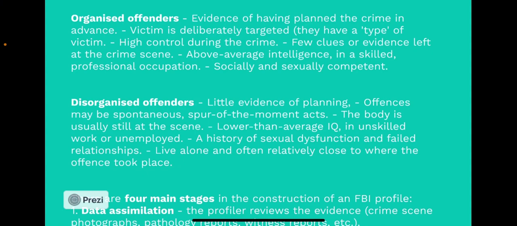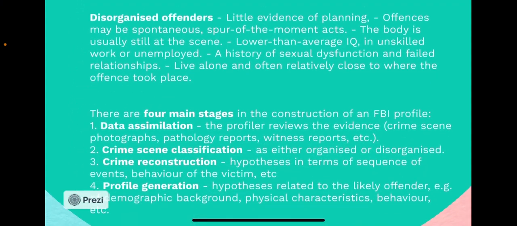Then you have a disorganised offender. These offenders show little evidence of planning. Offences are likely to be spontaneous, spur-of-the-moment acts. The body is usually still at the scene or easy to find. They tend to have a lower than average IQ, have unskilled work or be unemployed, have a history of sexual dysfunction and failed relationships, and live alone, relatively close to where the offence took place.